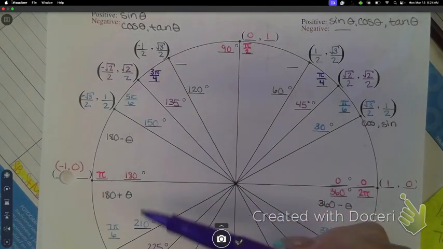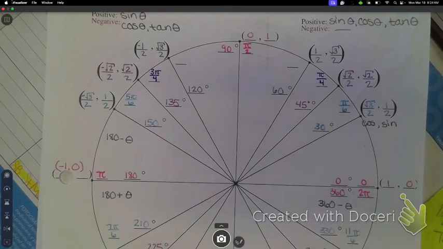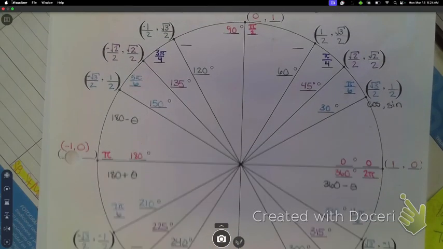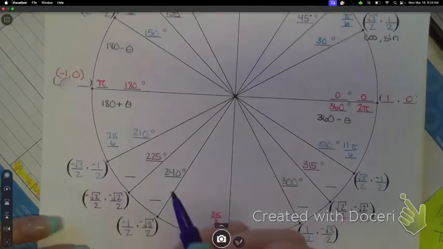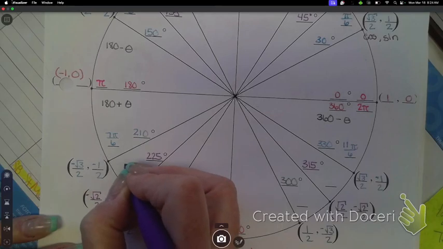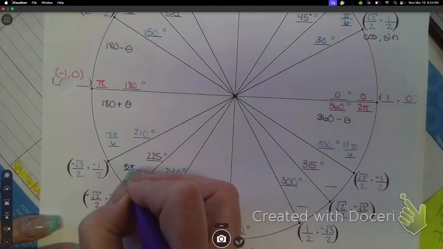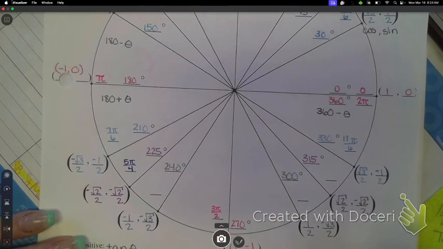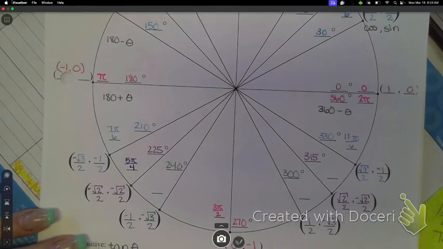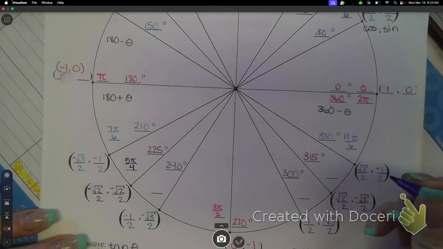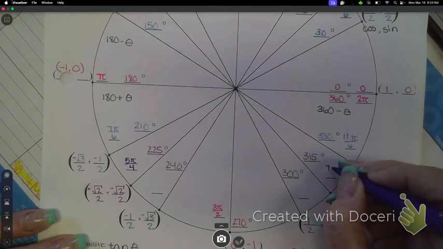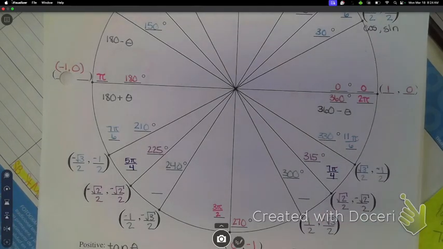45 in the third, 225. So this time I'm 1 more, so it's 5 pi over 4. And in the fourth quadrant, 7 pi over 4, at what degree? 315. You guys want to try 60 on your own? Sure. Okay.